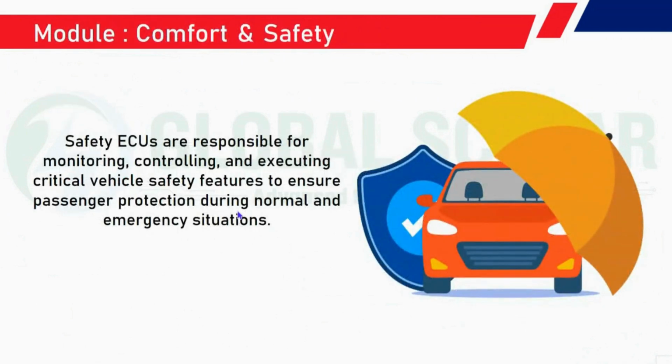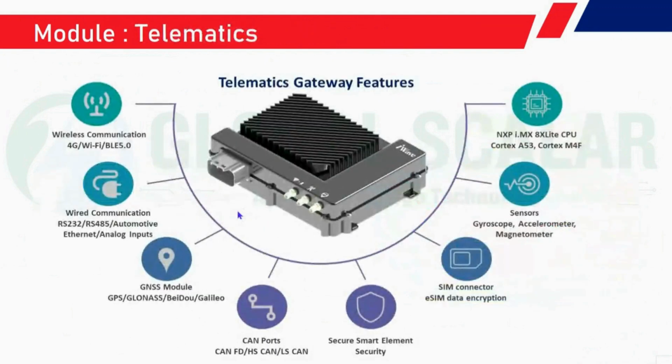And the comfort and safety ECUs are essentially responsible for monitoring, controlling, and executing the critical vehicle safety features, where the passengers can be protected during an emergency situation. They are like before the accident or after the accident, how the passengers can be protected. So here the telematics also plays a major role. It has a specific ECU.